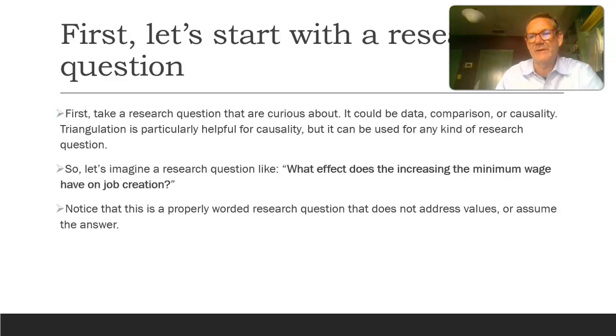First, let's start with a research question. Let's take a research question that we're curious about. Remember, research questions, there's three types. Could be data, could be comparison, or it could be causality. Triangulation is particularly helpful with causality, but a little bit can be helpful with data as well. Okay, data is more just straight factual type data. It's how much X questions.